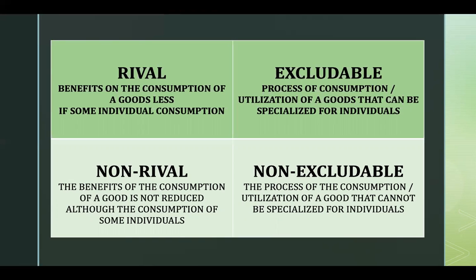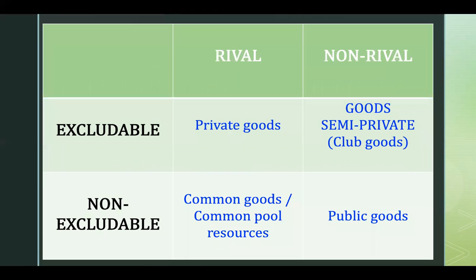Okay, that's the differentiation between the four goods. Okay, so which one will be rival, non-rival, excludable, and non-excludable? So how to read this table. If you want to read this table, it means that private goods will be rival and excludable goods. The type of private goods, once again, will be rival and also excludable.